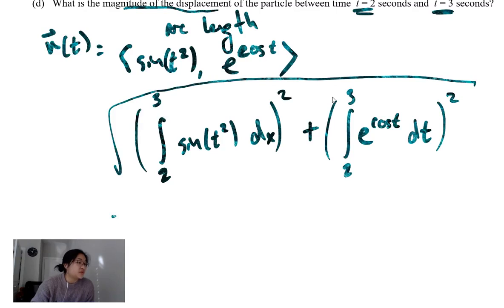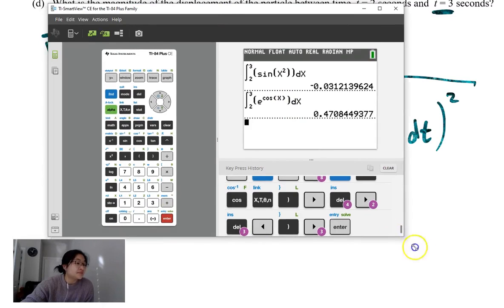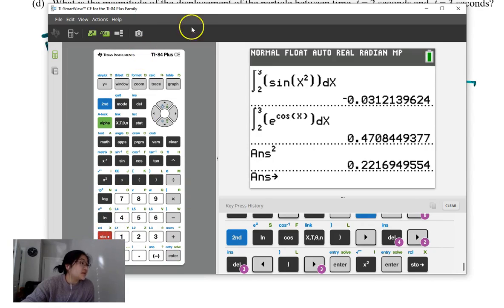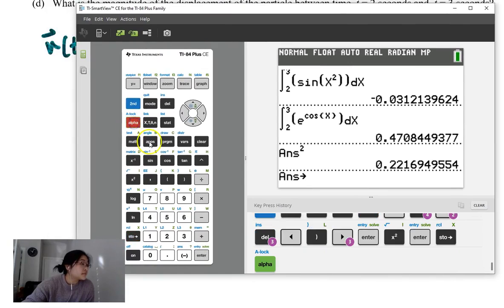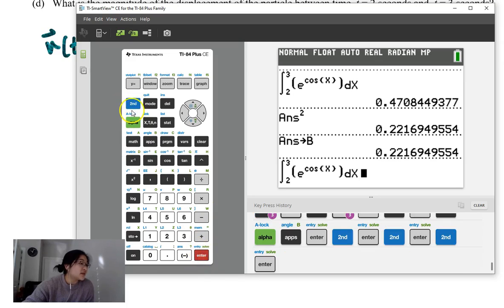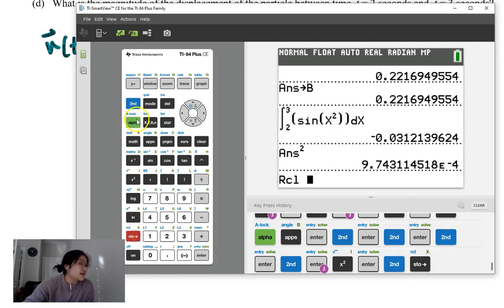And so what do we end up with? We get some stuff that we did in the calculator. And so, probably should have stored some of these. So I'm going to square this value, and then I'm going to store it in B, and then second enter to get back up to what I had before, second enter again, and one more time. So that's our first one, and then square that, and then I'm going to store that in A.